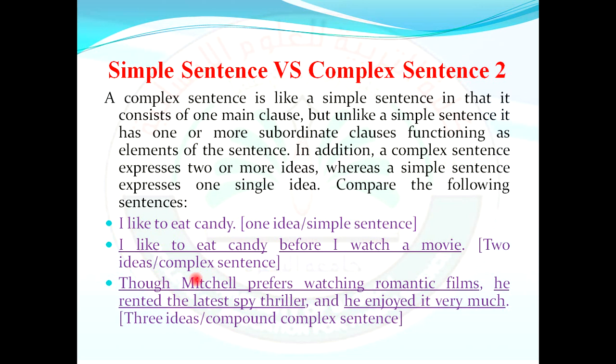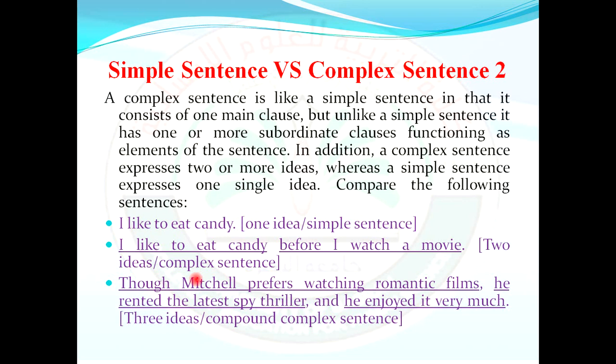A complex sentence is like a simple sentence in that it consists of one main clause, but unlike a simple sentence, it has one or more subordinate clauses functioning as elements of the sentence. In addition, a complex sentence expresses two or more ideas, whereas a simple sentence expresses one single idea.